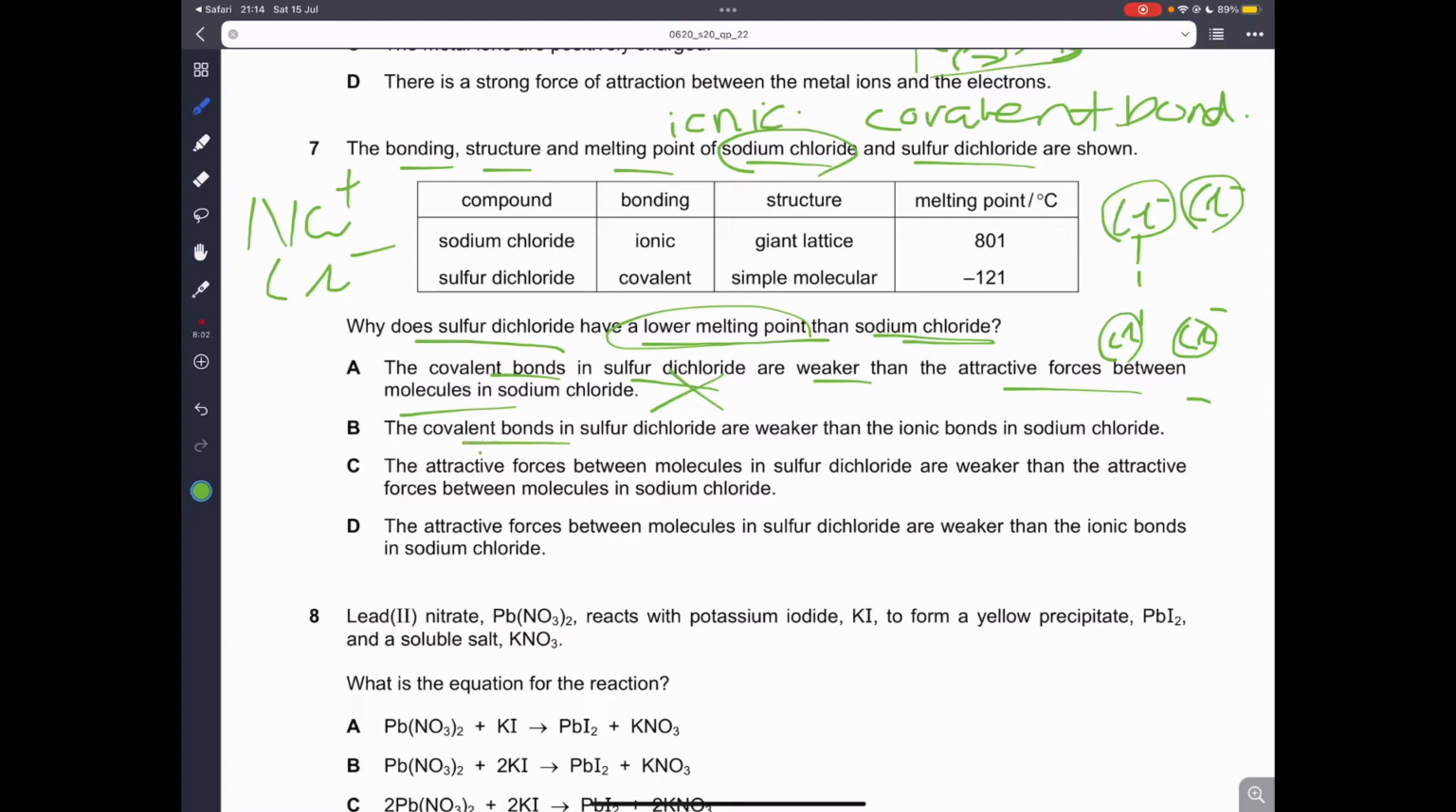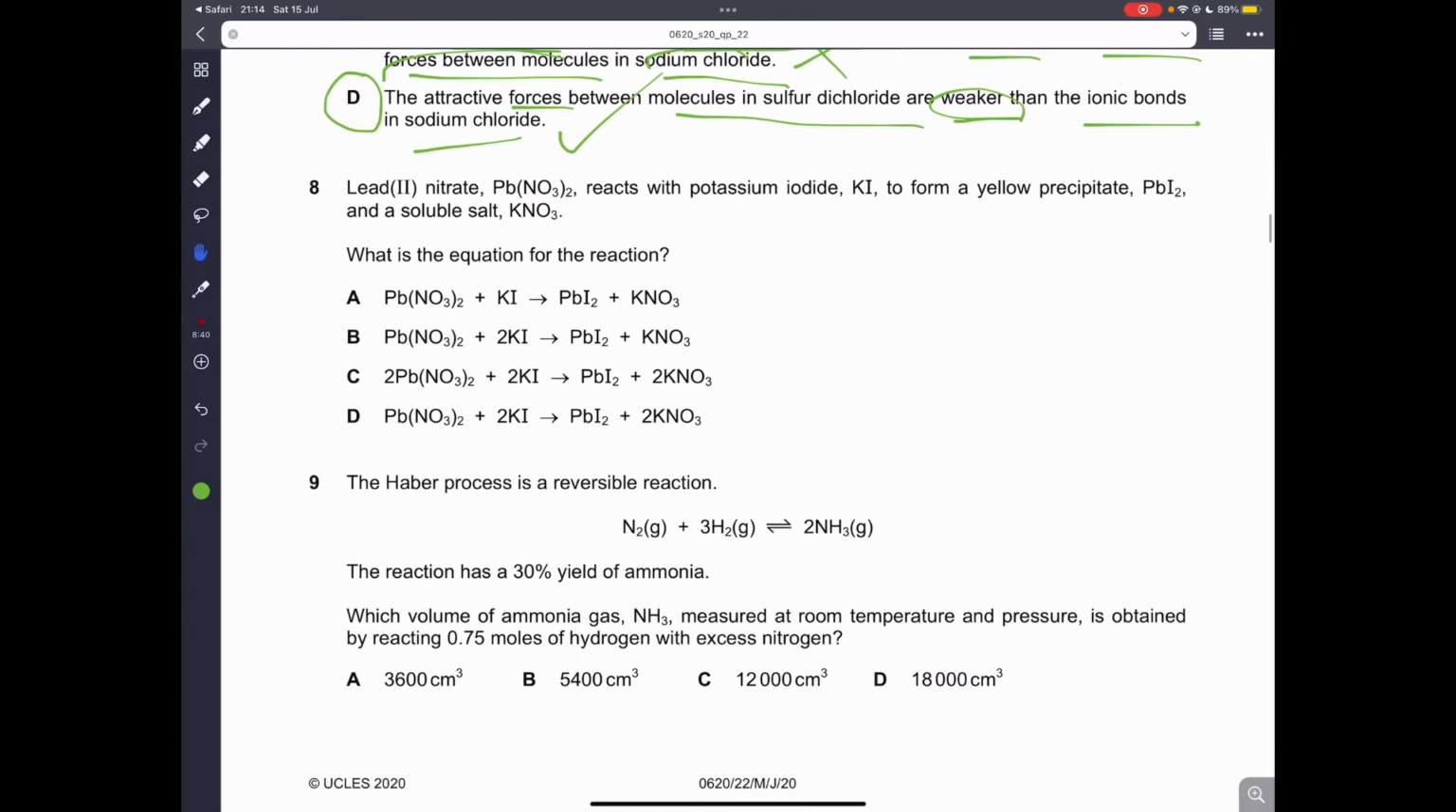So okay, let's move to B. The covalent bonds in sulfur dichloride are weaker than ionic bonds. No, they could actually be even stronger than ionic bonds because we don't know that. Okay, so the attractive forces between molecules in sulfur dichloride are weaker than the attractive forces between molecules in sodium chloride. Okay, this is false because the attractive forces in sodium chloride are actually stronger. So D is the only remaining option. The attractive forces between molecules in sulfur dichloride are weaker than the ionic bonds in sodium chloride. Now this is the correct answer.